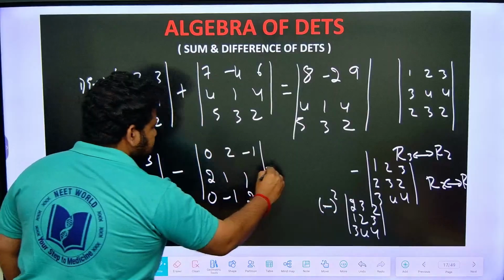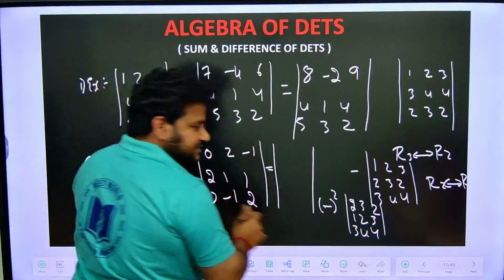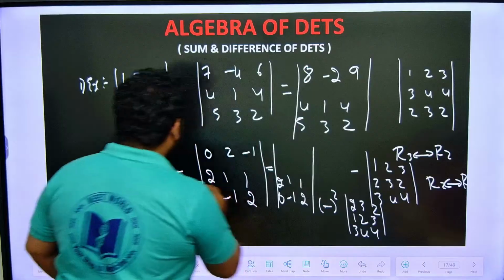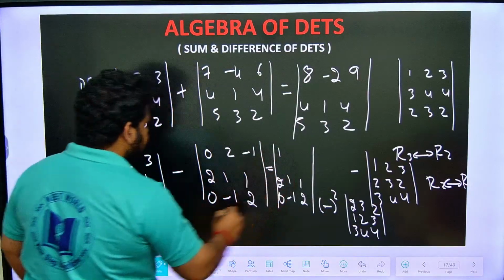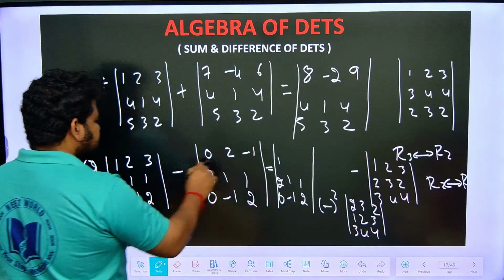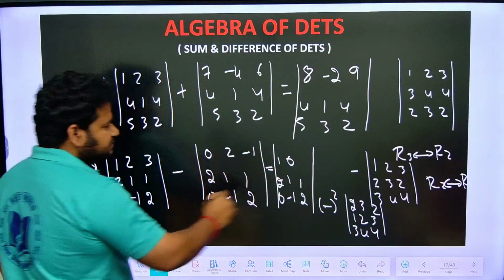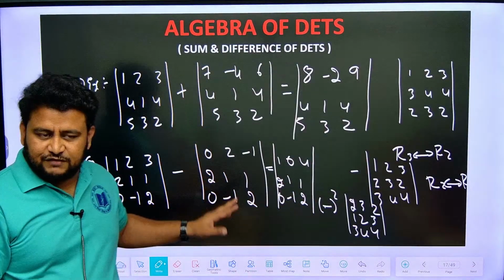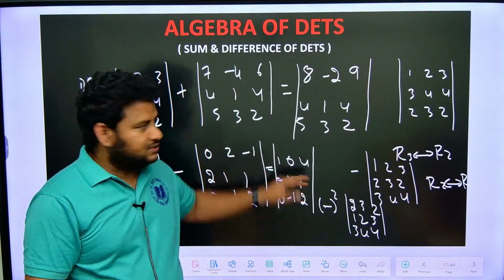Plus will become minus. So whatever the answer we get, whichever two rows are the same, write them as they are, even if it is minus. This will be 2, 1, 1, this will be 0, minus 1, 2. So for this, instead of adding, what should you do? Subtract. 1 minus 0 is 1. 2 minus 2 is 0. 3 minus of minus 1, plus 1, that is 4. Understood how to do algebra of determinants? Sum and difference, this is how you have to find it. If two rows are the same, write the same value as it is, copy it, then you proceed.